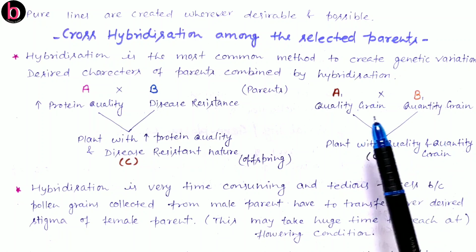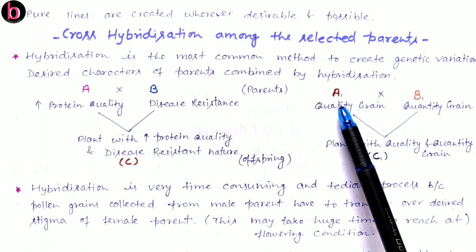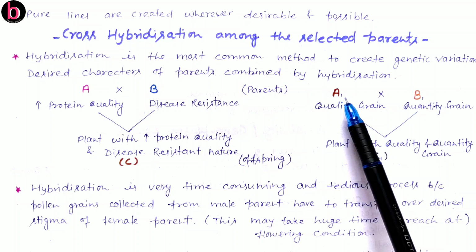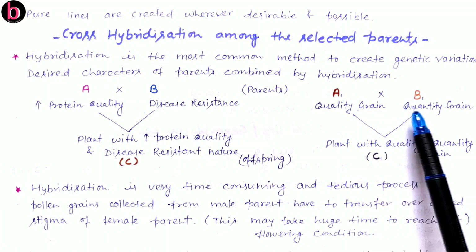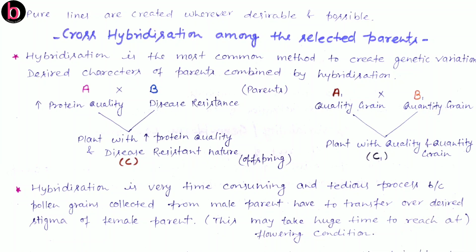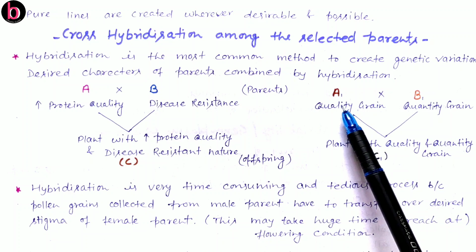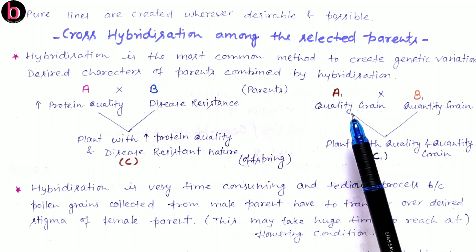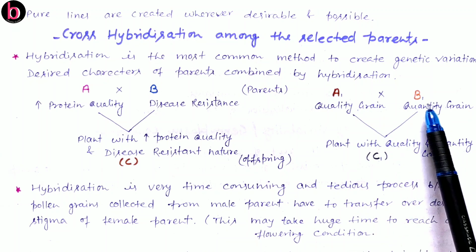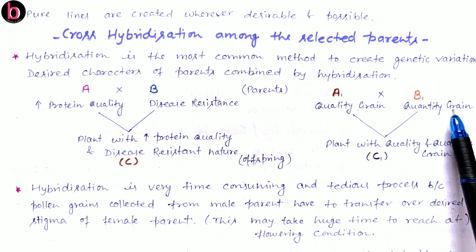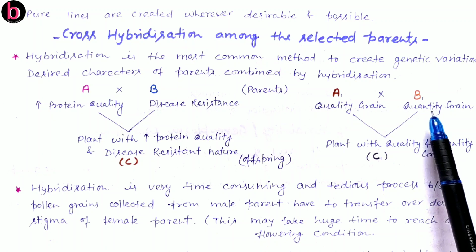Here is another example. This is plant A1, this is plant B1. A1 carries quality grains while B1 carries quantity of grains. In A1 the quantity is very poor but the quality is very high. In B1 the quantity is very high but the quality is very poor.